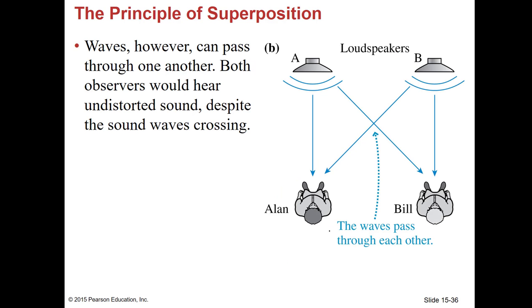So here's a loudspeaker. Both observers would hear undistorted sound despite the waves crossing through, so they could actually pass through each other. So Alan would hear the sound from speaker A and from speaker B, even though at this point the waves travel through each other. And then, of course, Bill would hear speaker B and speaker A as well. Okay, so that's kind of a neat thing with sound waves.